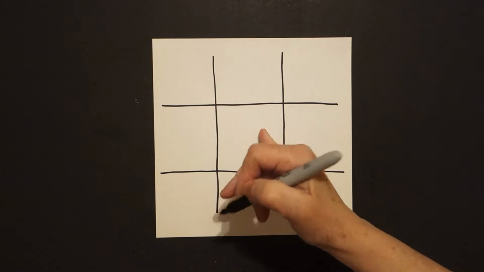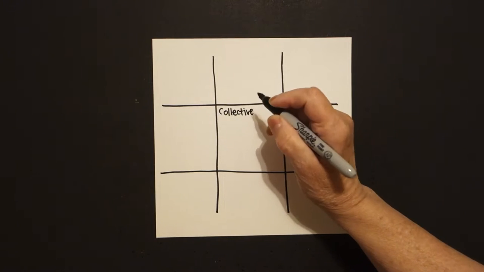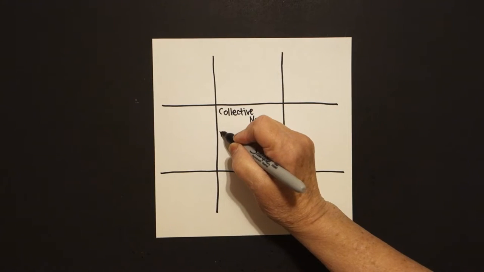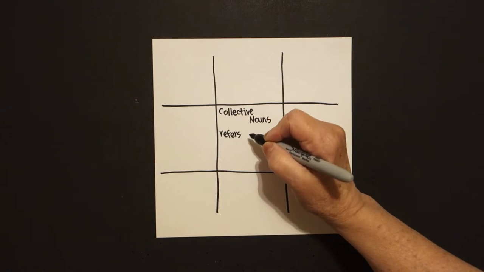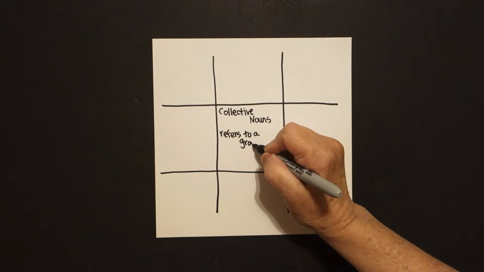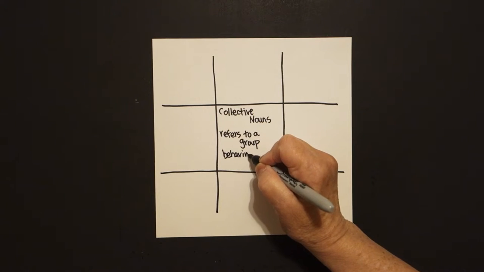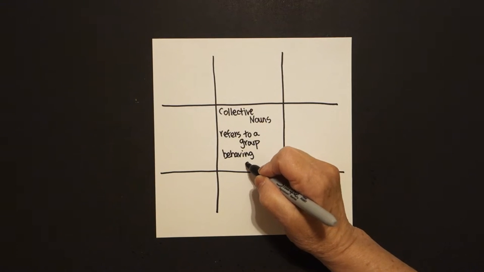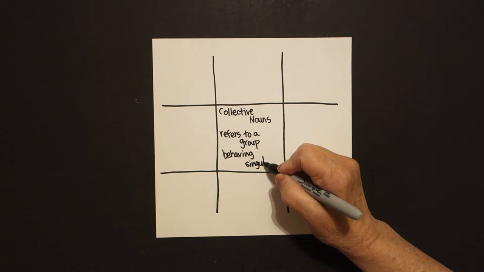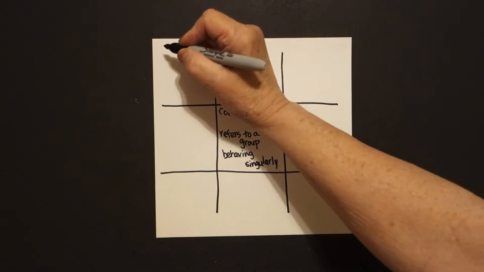In the center box, I'm going to write collective nouns, and the definition for them is it refers to a group behaving singularly. And you might go, what? You'll get it once we start drawing. Singularly. Okay.